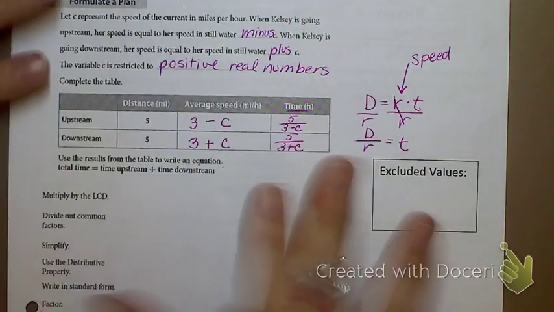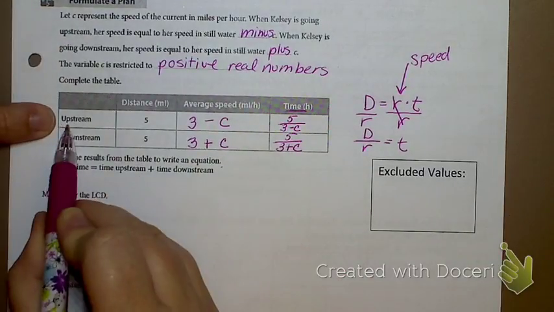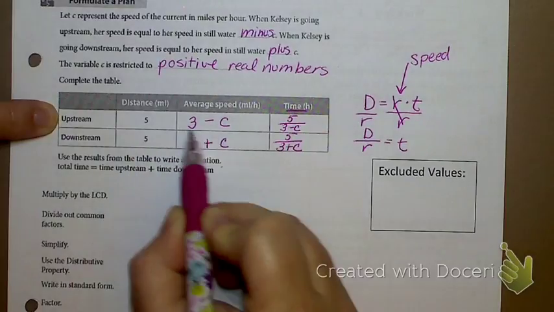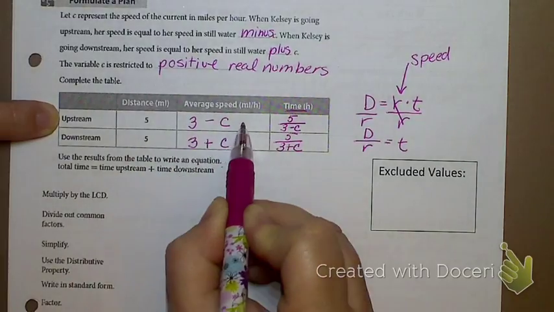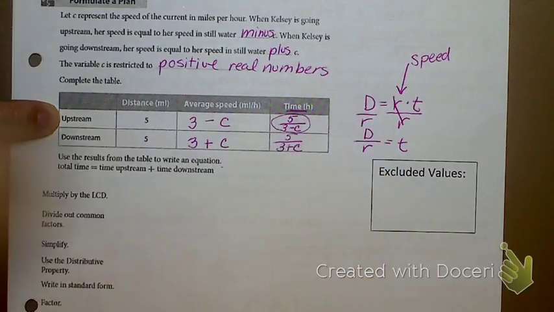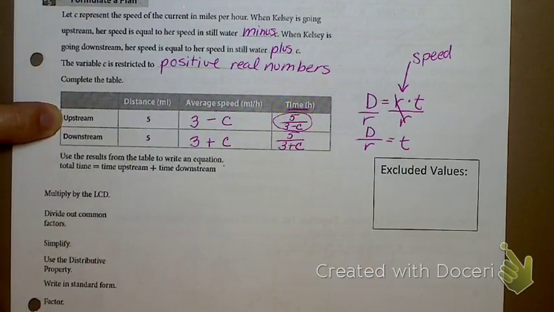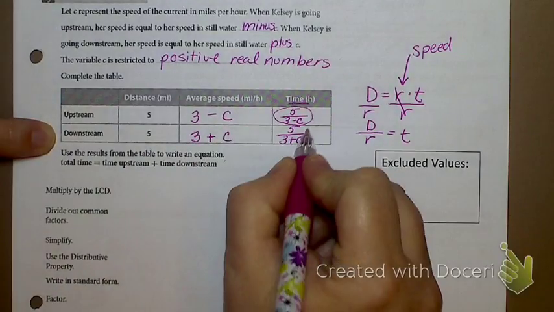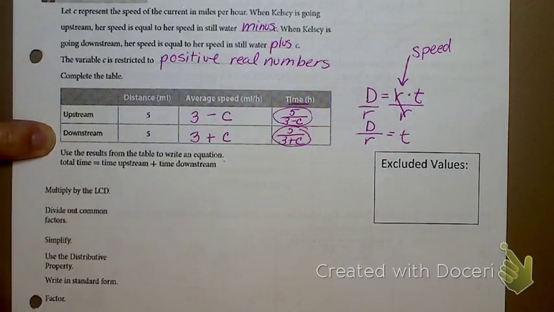So let's interpret this a little bit. As far as going upstream, we know she went 5 miles upstream. We know this was the average speed, or a representation of the average speed, and this represents the time it took her to go upstream. Downstream, she went 5 miles. That was the speed, and this represents the time she went downstream.